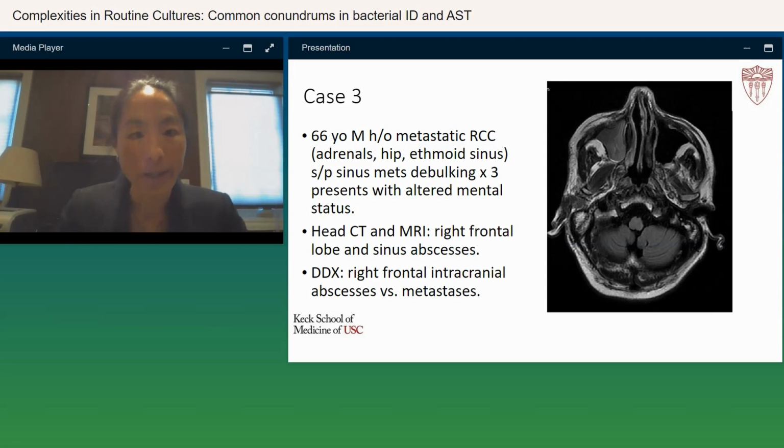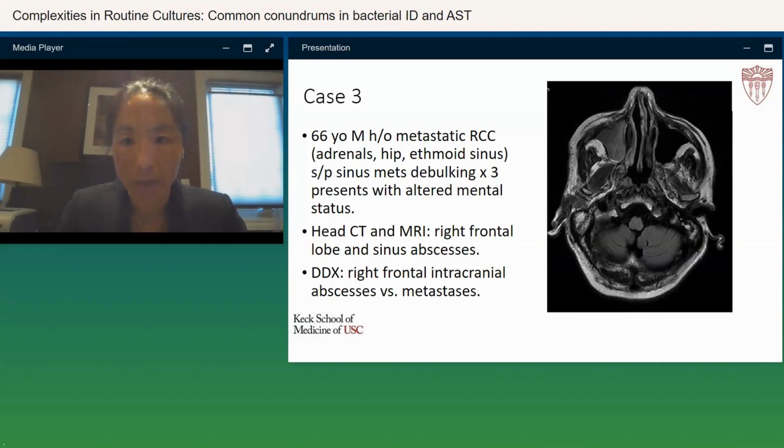So here we have a 66-year-old male who has a history of metastatic renal cell carcinoma with metastases to the adrenal glands, the hip bone, and ethmoid sinuses in the past. So much so that he's had 3 debulking surgeries of the metastases to his sinuses in the recent past. And now he presents with altered mental status.